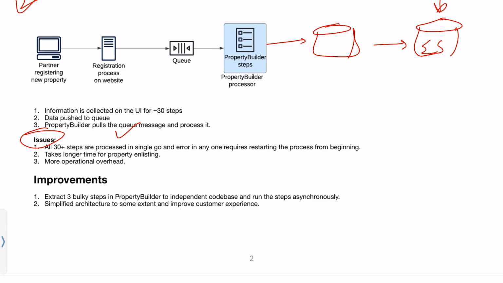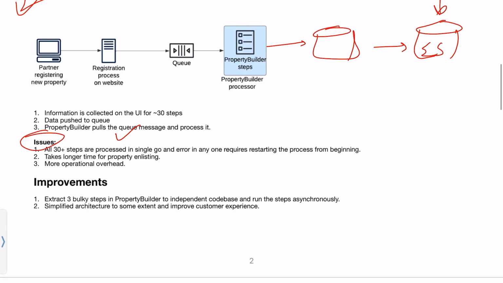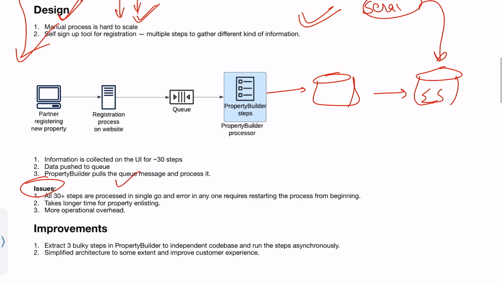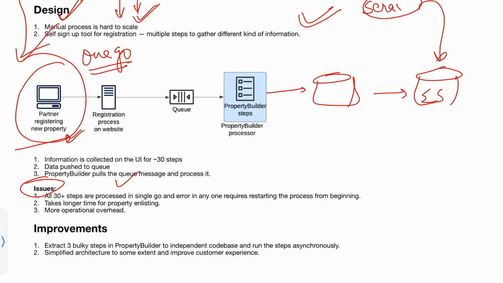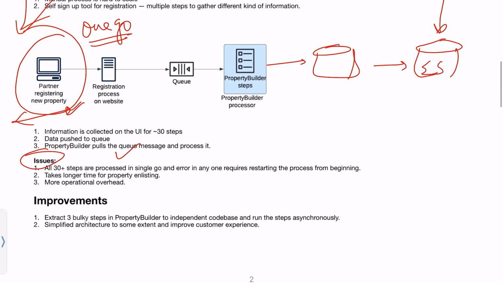The issues are related to how the data is processed. The first thing is, if you observe, all the data is taken in one go. So even if the data is, let's say, lost in the front end website, the user has to enter all the details again. There is no mechanism saying that these details were already saved, so now you can move further from it.